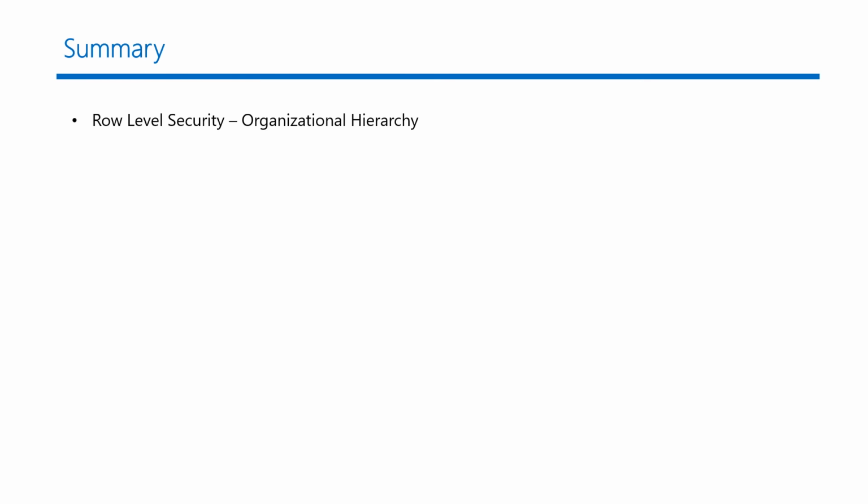In summary, we discussed how to implement row level security for an organizational hierarchy dataset. In the next video, we will talk about some of the limitations of row level security.